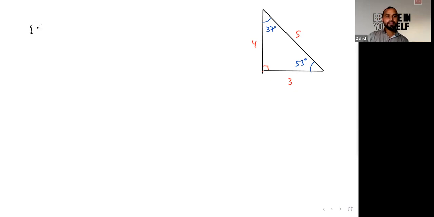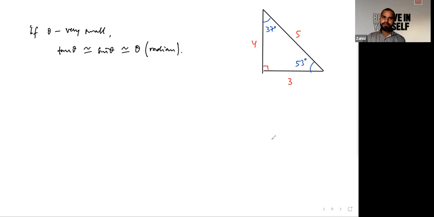Next, if theta is very small, let's say smaller than 30 degree, or you may use smaller than 10 degree, then tan theta, sine theta equals just theta in terms of radian measurement. I'll define it: we measure angle in two different units. First one would be degree measurement and second one would be radian measurement.